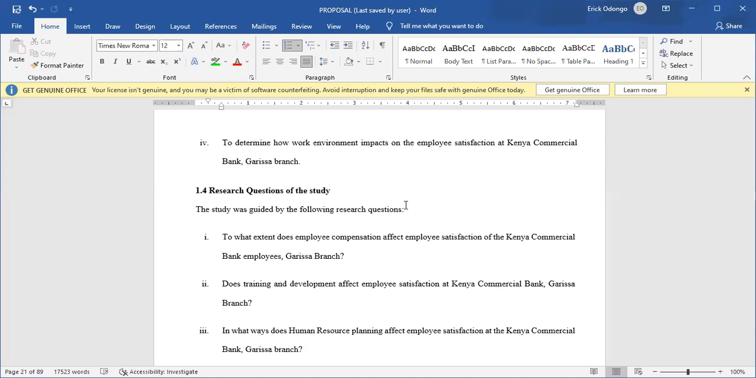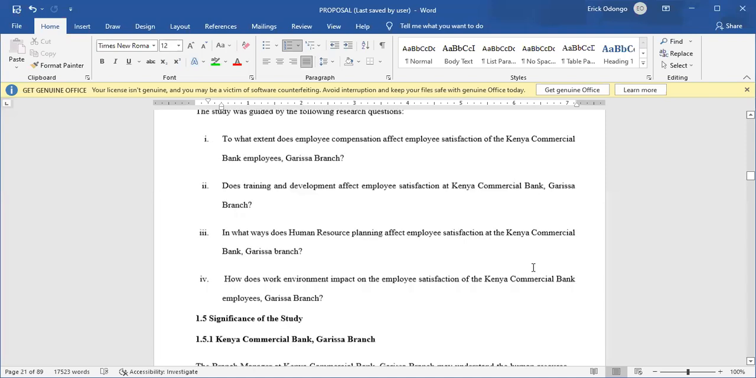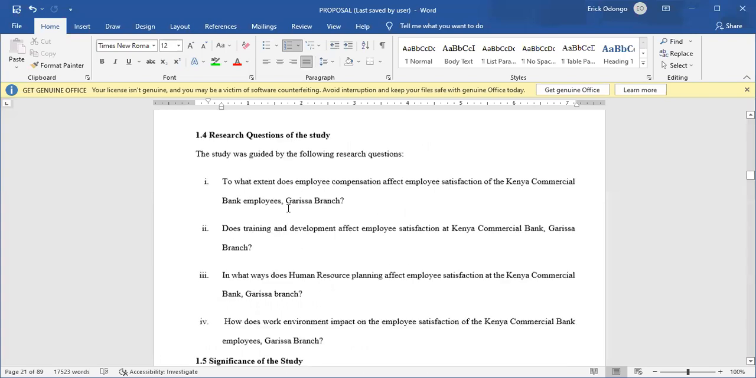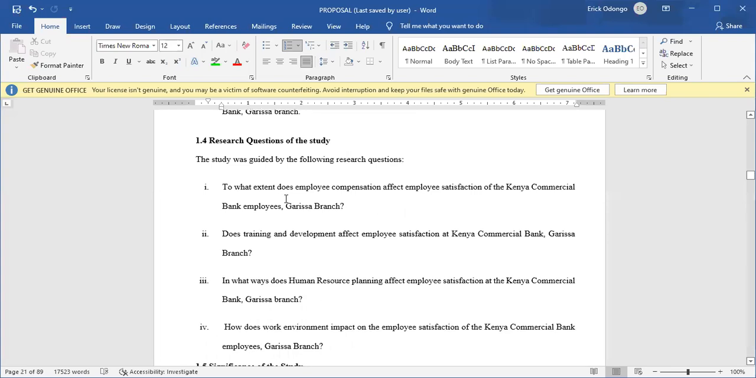In what ways does human resource planning, remember my number 3 was human resource planning, affect employee satisfaction? I'm asking the question. I want to know. Then how does work environment impact on employee satisfaction? That's another question that I'm asking. So these are now the specific objectives which I've used to ask questions.